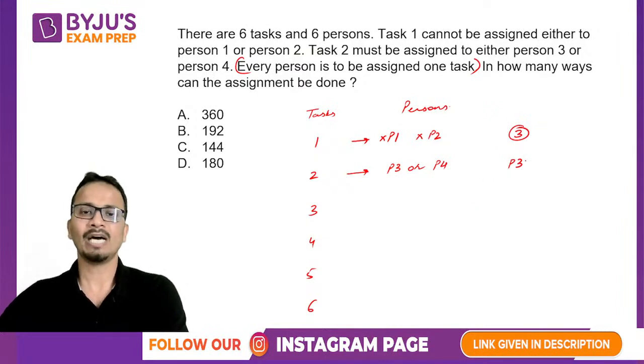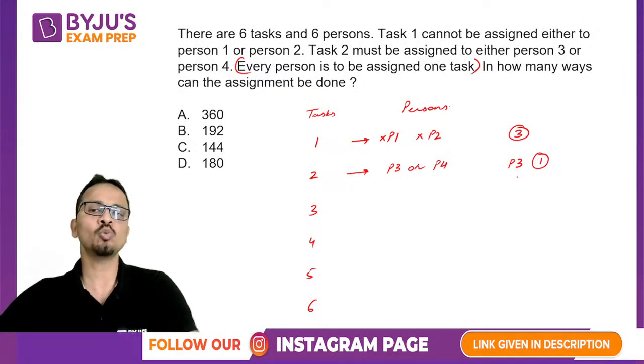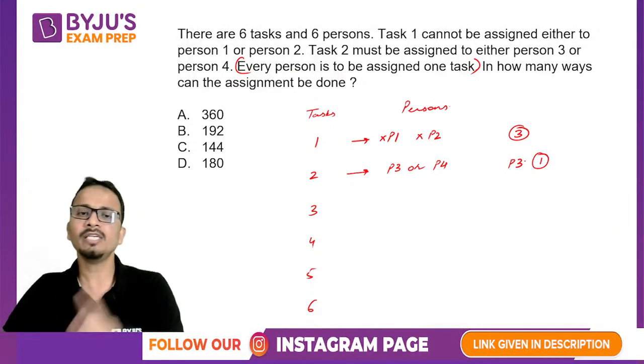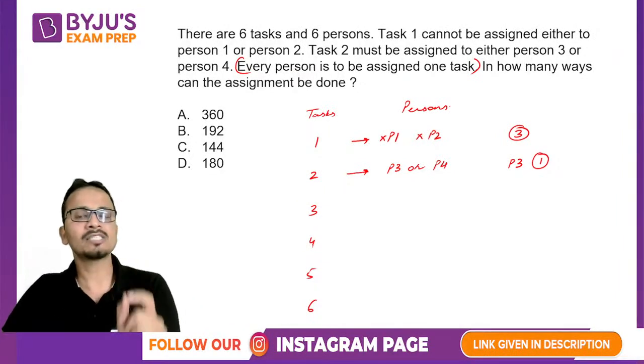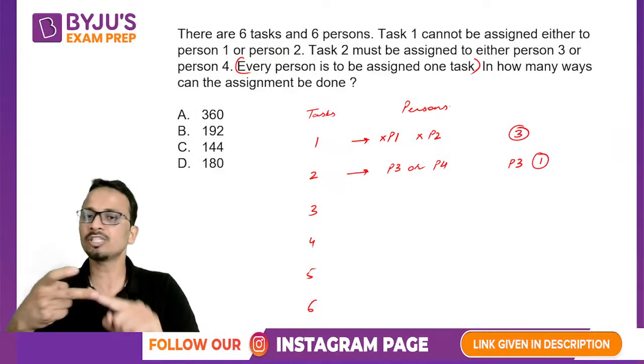Alright. Now task 2 is already assigned to the third person, P3. So the number of ways in which task 2 is assigned is 1. Task 2 is assigned to person 3. Against that, task 1 can be assigned to 3 persons. So task 1 is over, task 2 is over.